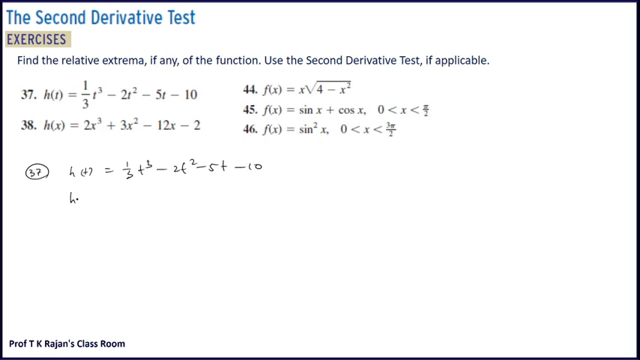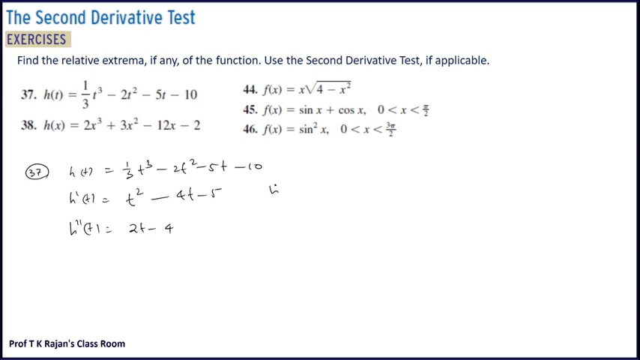So first, to get the extremum points, you need to find h'(t). h'(t) is equal to 1/3 into 3t², that is t² − 4t − 5, and h''(t) is equal to 2t − 4.